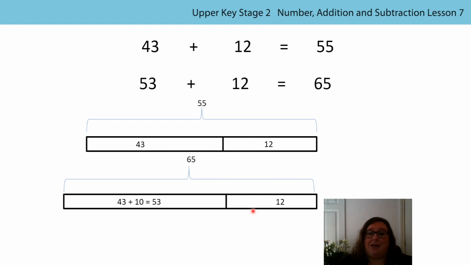Yes, that's right. You can see that the 12 has stayed the same. This addend hasn't changed. And you can see that because the bar is the same size and the labelling is the same. And the change you can see in two places. You can see that I've added 10 here, so this bar has got longer because it's now representing 43 add 10, and you can see that the overall bar model has got longer too, to 65.